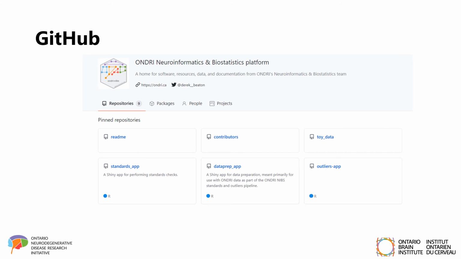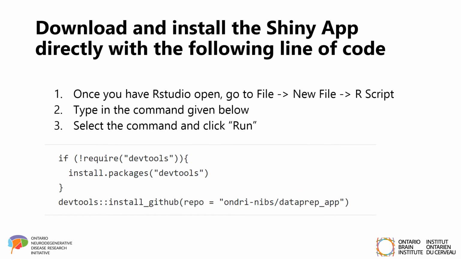Just like the other applications, the Data Prep app is also housed in the Andri NIBS GitHub page. Once you have RStudio open, go to File, New File, and then RScript. Type in the command given below in your script. Select the entire command and click on Run.